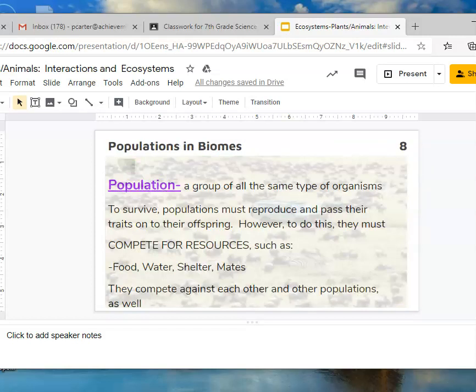Populations in biomes. What is a population? Well, it's a group of all the same type of organisms. And to survive, populations must reproduce and pass their traits on to their offspring. However, to do this, they must compete for resources, such as food, water, shelter, mates. They compete against each other and other populations as well.